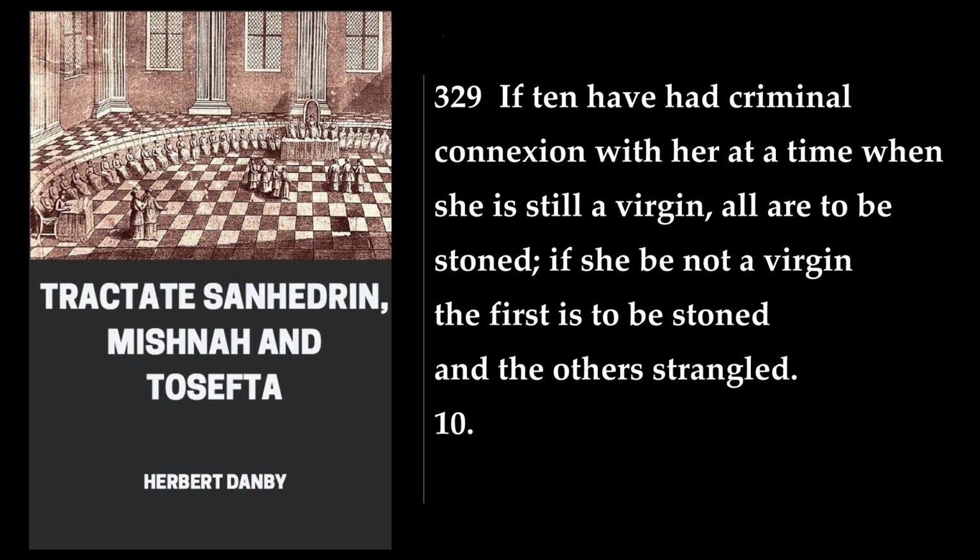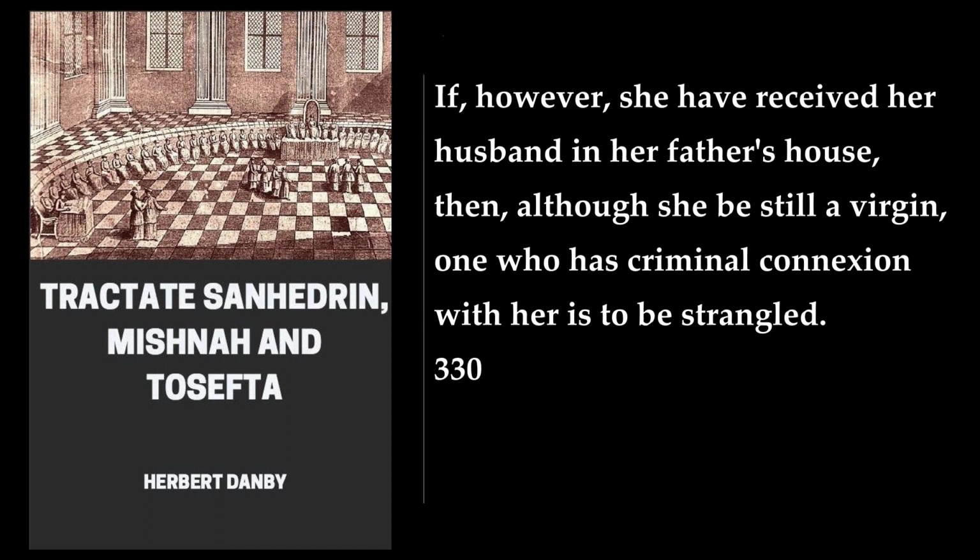If 10 have had criminal connection with her at a time when she is still a virgin, all are to be stoned. If she be not a virgin the first is to be stoned and the others strangled. 10. If, however, she have received her husband in her father's house, then, although she be still a virgin, one who has criminal connection with her is to be strangled.